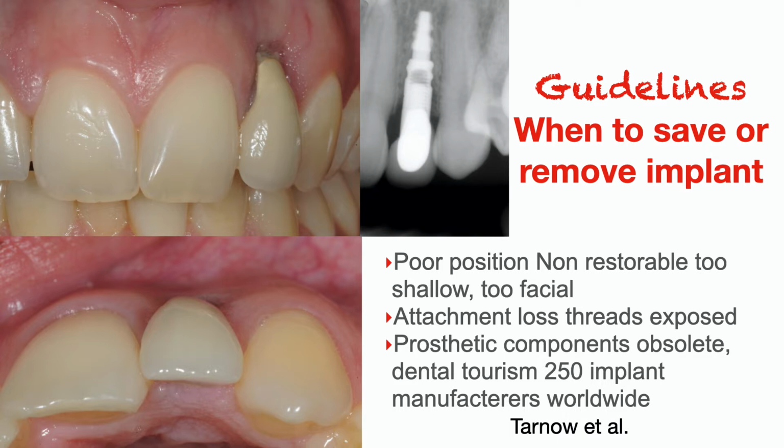So Tarnow and others have come to a consensus: when to save, when to remove. Poorly positioned, non-restorable, too shallow, and too buccally positioned. That is like the number one major problem, and the treatment would be to remove the implant. Some people say if there's any attachment loss or if there's any thread exposure. Some people say you could manage that or you could try to graft that.